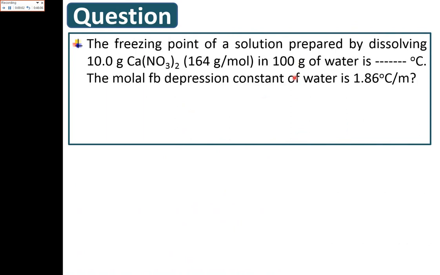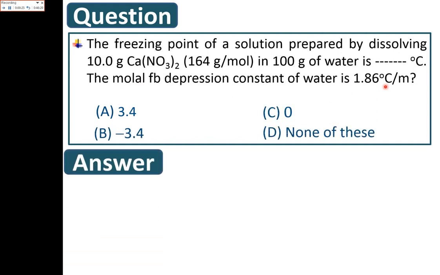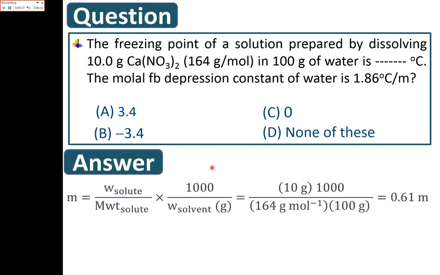The freezing point of a solution prepared by dissolving 10 gram of calcium nitrate, and this is the molar mass of calcium nitrate, and 100 gram of water. The question is asking about the freezing point. First of all, it is giving here the molar freezing point depression constant of water. These are the choices. So we need to apply this in this question.